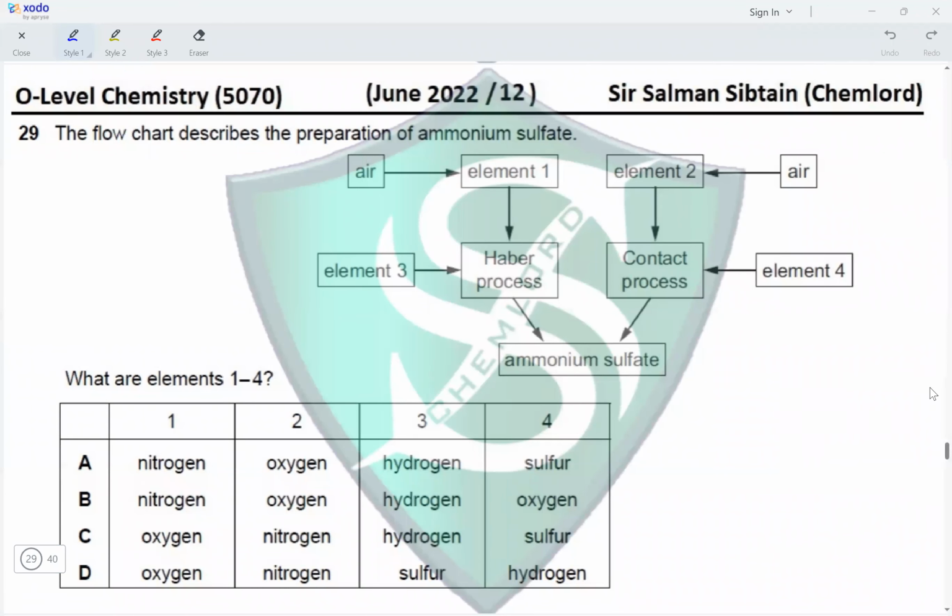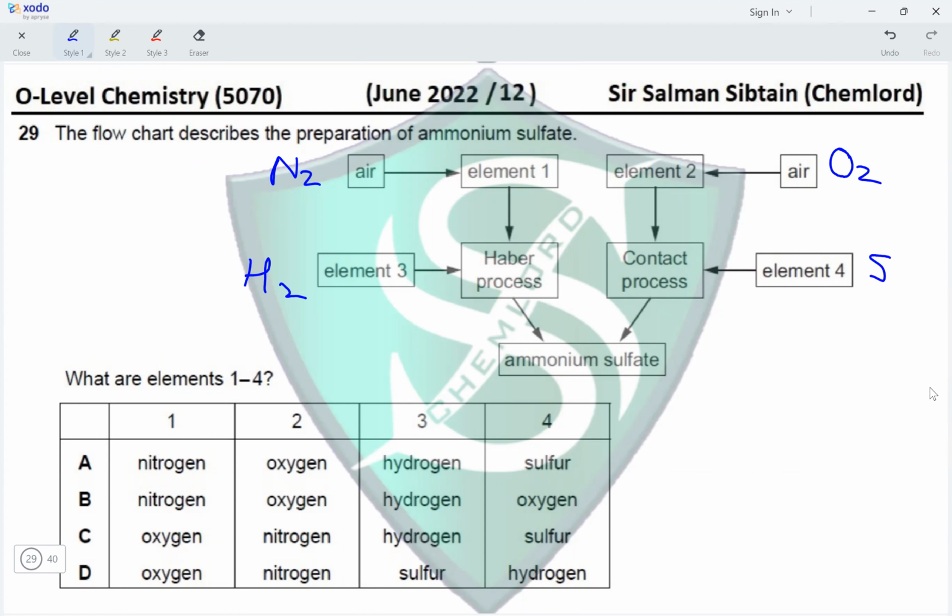Question 29. The flow chart describes the preparation of ammonium sulfate. Okay, so air provides us with element 1, and this element is used in the Haber process. We need element 3 as well to form ammonium sulfate. So the element that we obtain from air is nitrogen, and the Haber process also requires hydrogen. On the right hand side, air provides us with element 2, which undergoes the contact process. So in the contact process, air would provide us with oxygen, and another element required to take part in the contact process would be sulfur.